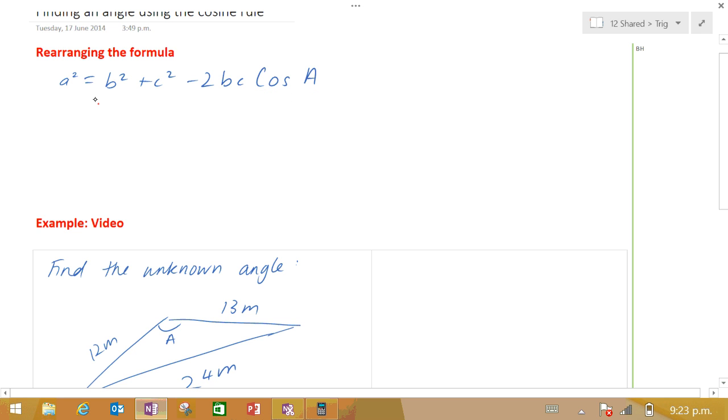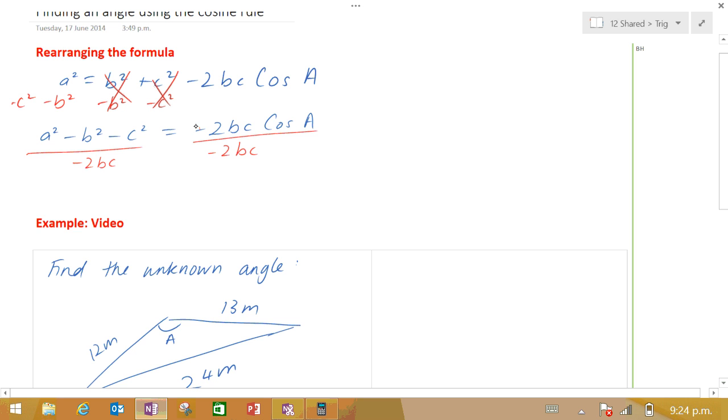So I'm going to start by subtracting b squared from both sides, and I'm going to subtract c squared from both sides as well. So on the right-hand side they're going to add to 0, so eliminate, and on the left-hand side we're going to be left with a squared minus b squared minus c squared equals negative 2bc cos A. Our next step is to get cos A by itself, so I'm going to divide both sides by negative 2bc. The reason I'm doing that is so that my negative 2bc cancels out and all I'm left with is my cos A.